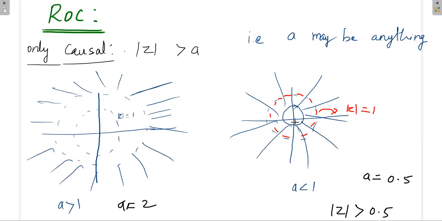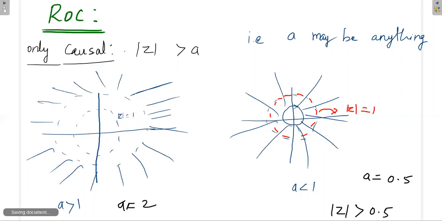That will affect the stability of the system actually, but at this point we are not worried about stability. We are only worried about the causality nature of the system. That means finally, the ROC must go outside some circle, and the circle radius may be less than 1 or greater than 1.